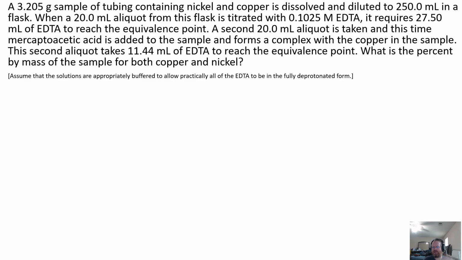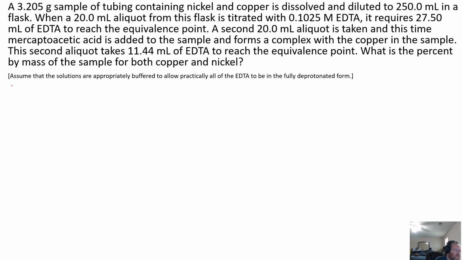So I took 250 milliliters, I pulled a 20 milliliter aliquot out. The molarity in that 20 milliliters is the same as the 250. Importantly, the molarity is the same, but not the moles or grams. So once I solve the molarity, I'm then going to need to find out how many moles and then how many grams of those two metals are present to compare it to the total tubing up above. So let's figure that out.